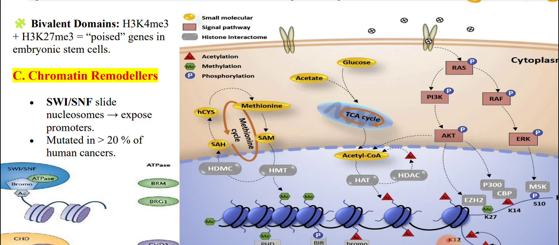And their importance is highlighted by a really striking statistic from the sources: components of the SWI/SNF complex are mutated in over 20% of all human cancers. 20%. That's huge. It is. It tells you that controlling the physical landscape of the genome is absolutely critical for preventing malignancy. Losing that control is a major driver of cancer.